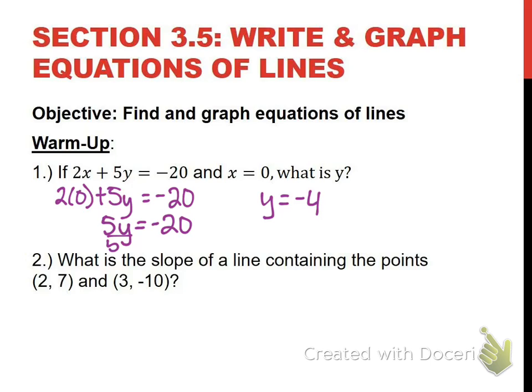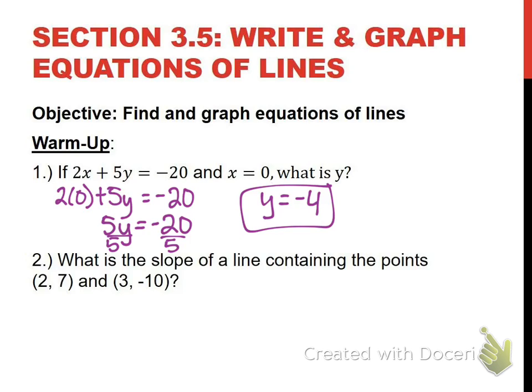I agree with most of that. We are taking -20 divided by 5, though. It's common that people will switch those around, and order does matter. But yes, I agree with your thought process there. Y should equal -4. Questions about number 1?